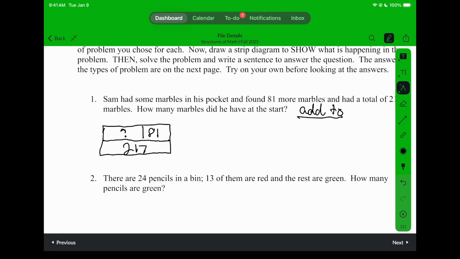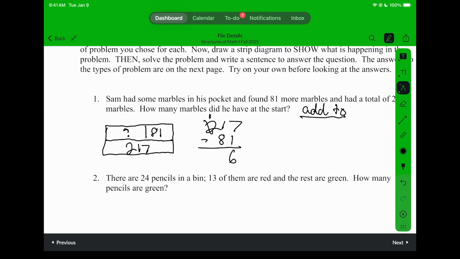Then solve it. So since we have our total and we have one number and we need to find the other number, we're going to subtract. And you can use any process you want. You just have to make it shown. So I'm going to use standard algorithm for all of them, probably. 7 minus 1 is 6, and then borrow, 11 minus 8 is 3, and then the 1.